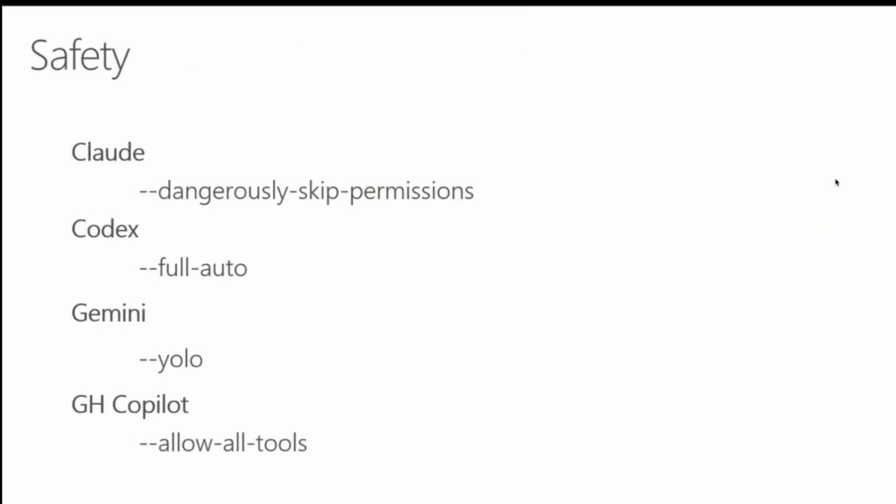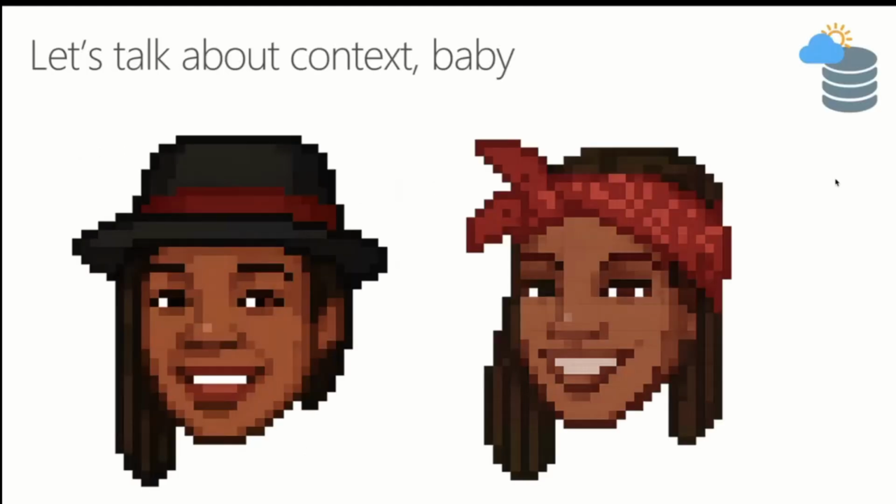So you might be saying, Chrissy, you can write to your disk, you can do all of these things. What about the safety? Each of these out of the box, very irritating. It prompts you over and over again. And I see why, like, humans do need to be in the middle with AI. And each of them, again, have different non-standard ways to bypass their safety measures. Gemini made me laugh with the YOLO, but honestly, Copilot is more my style, which is the allow all tools. So I want to talk about context.